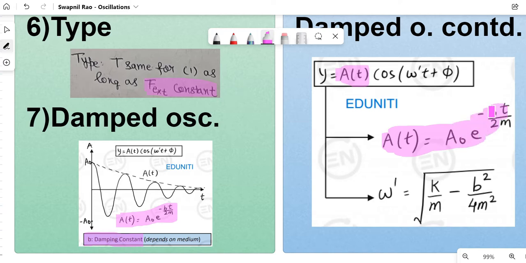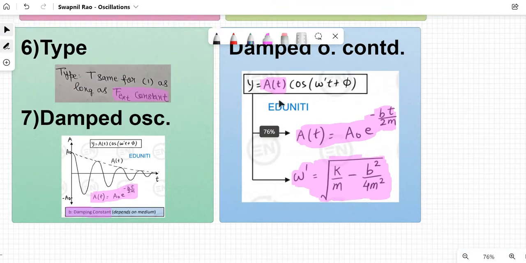Where b is the damping constant, you have to replace omega with omega dash. Everything will be the same, but as it's getting damped, there are new terms that you have to include. Instead of omega being under root k by m, it becomes under root k by m minus b square by 4m square, where b is again the damping constant. So it depends on the medium. This is the important part from damped oscillations.